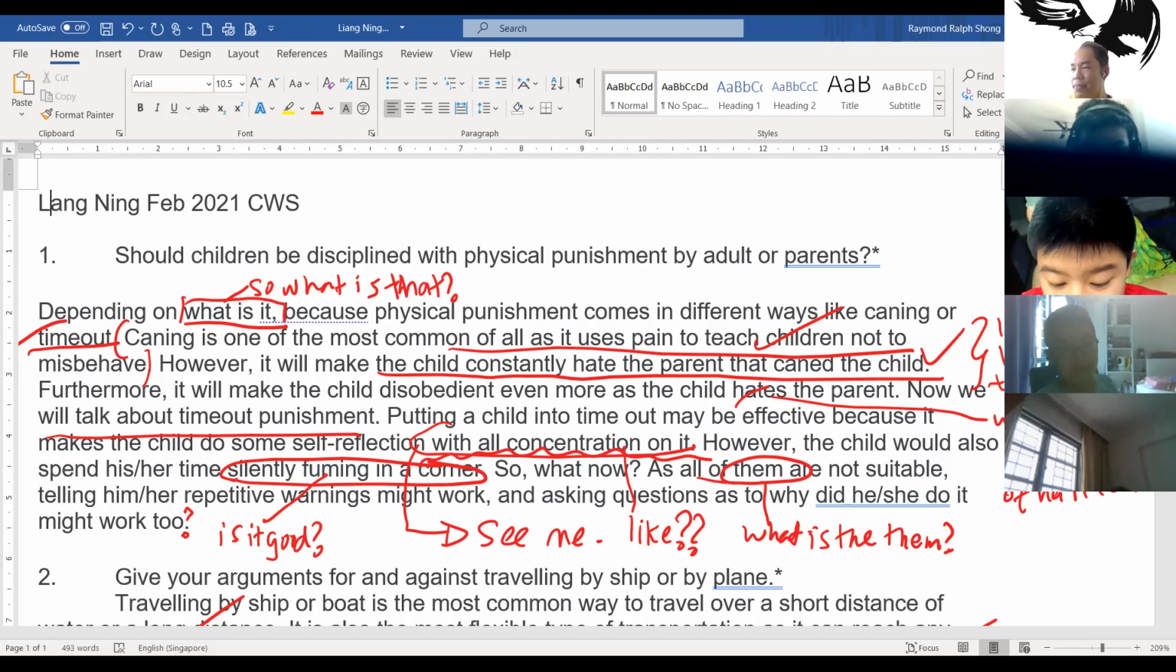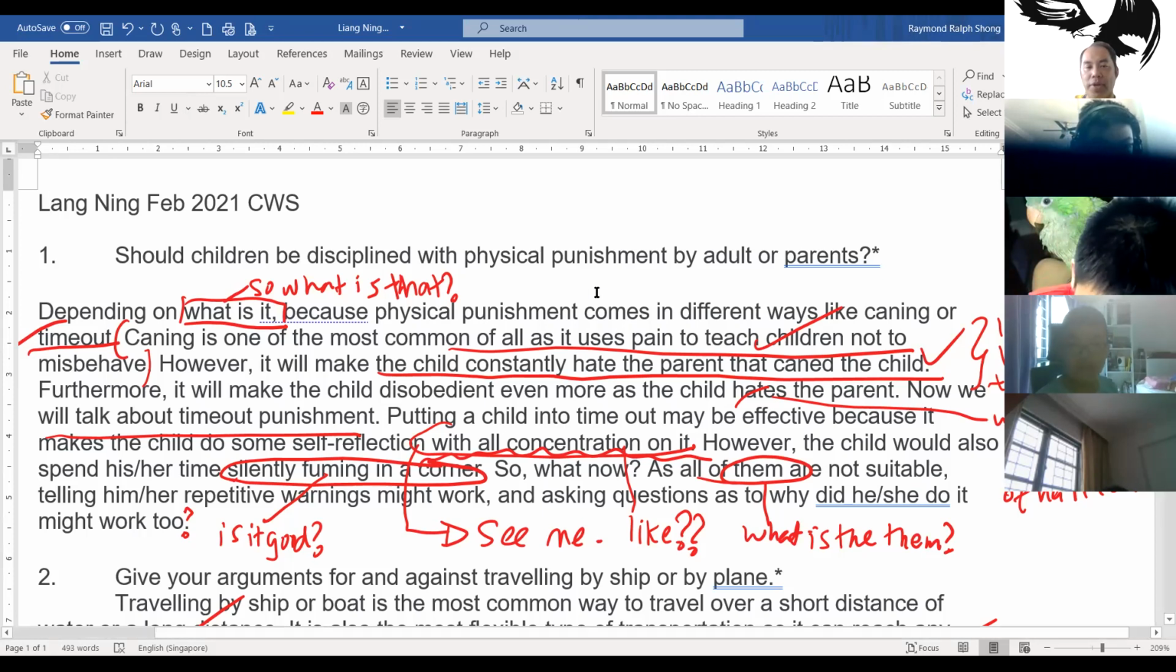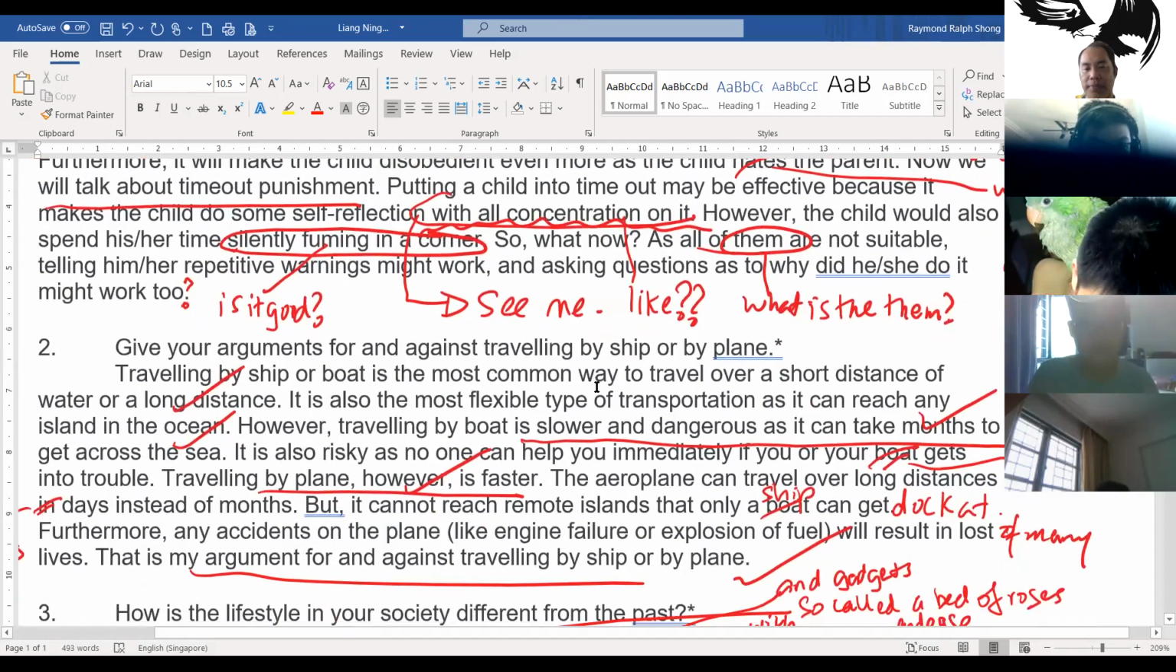Wait. I'm writing it down on my assignment so that I won't forget. Sure. So while the rest is waiting for him, you can continue to read what he's writing. Now, caning is one of the most common of all. Yeah, I like the way he said that. It's true. Caning is one of the most common, super common. Give me a few more moments. Okay. So while you're reading fast enough, you can see this one here.